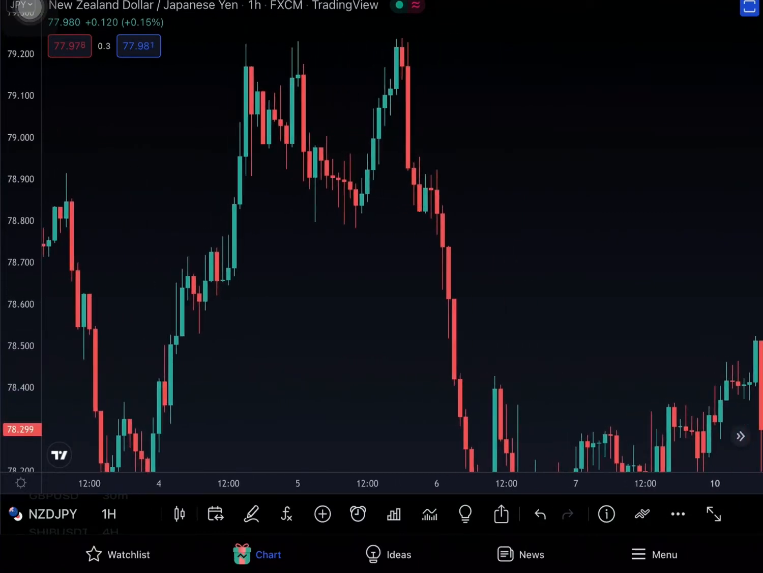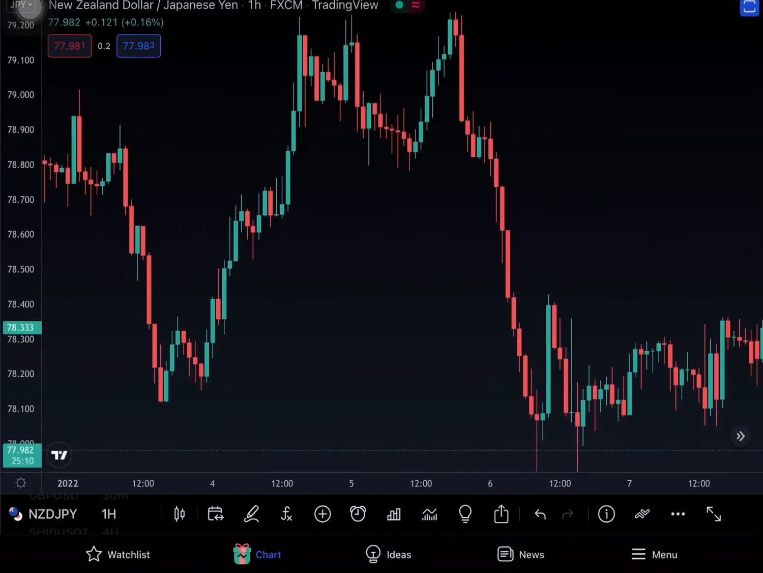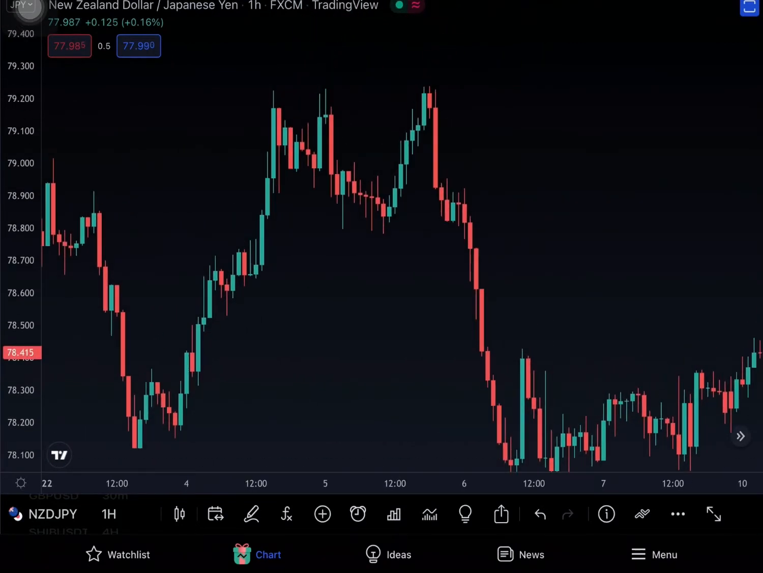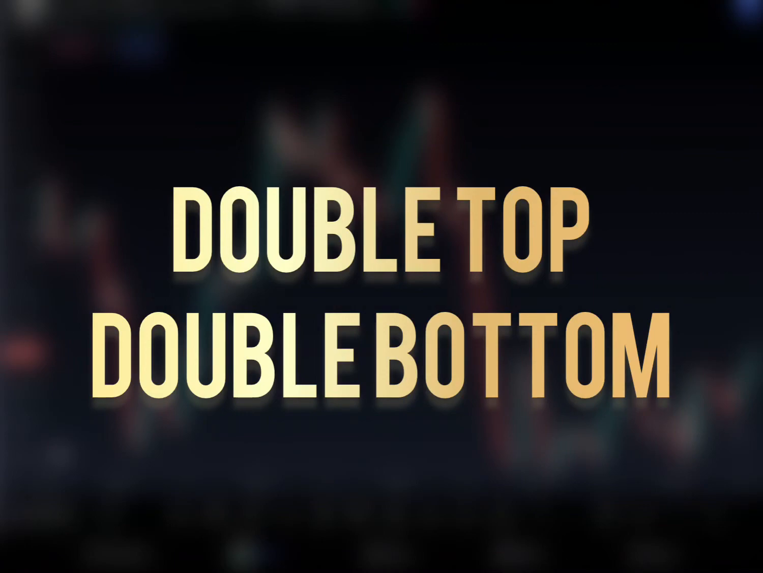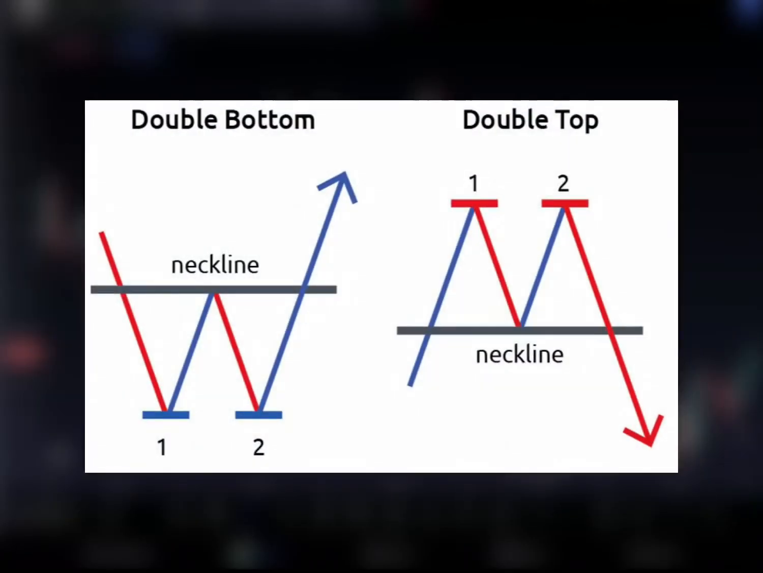At first, we want to find the first pattern, which is one of the best patterns that exists in forex. It's called double bottom or double top. Okay, so for a start, I am going to show you an example of double top. Okay, so this is a good example of double top.